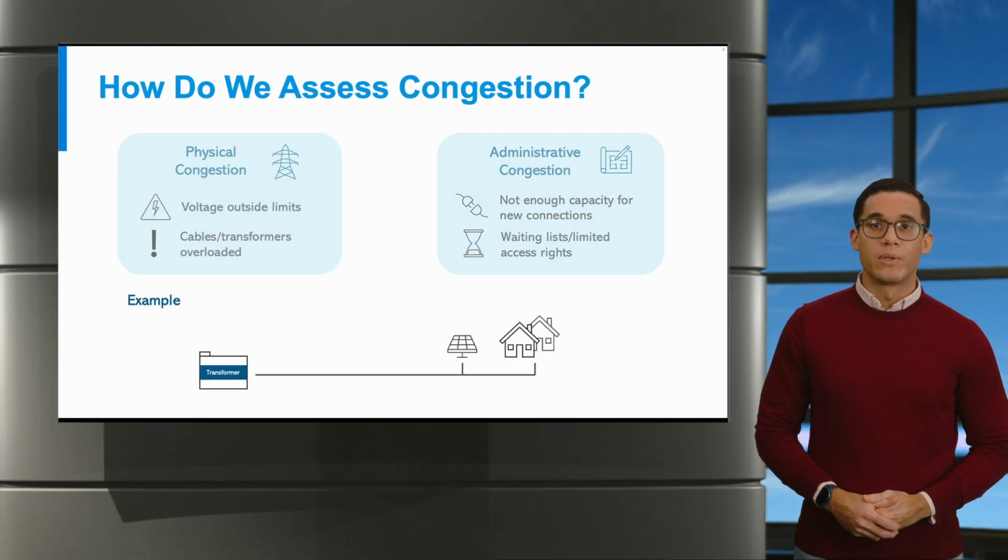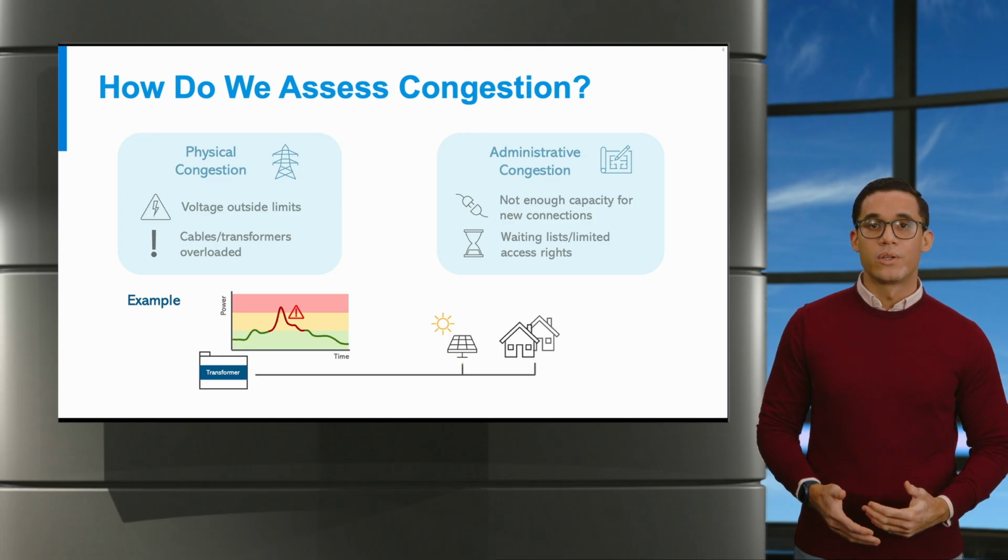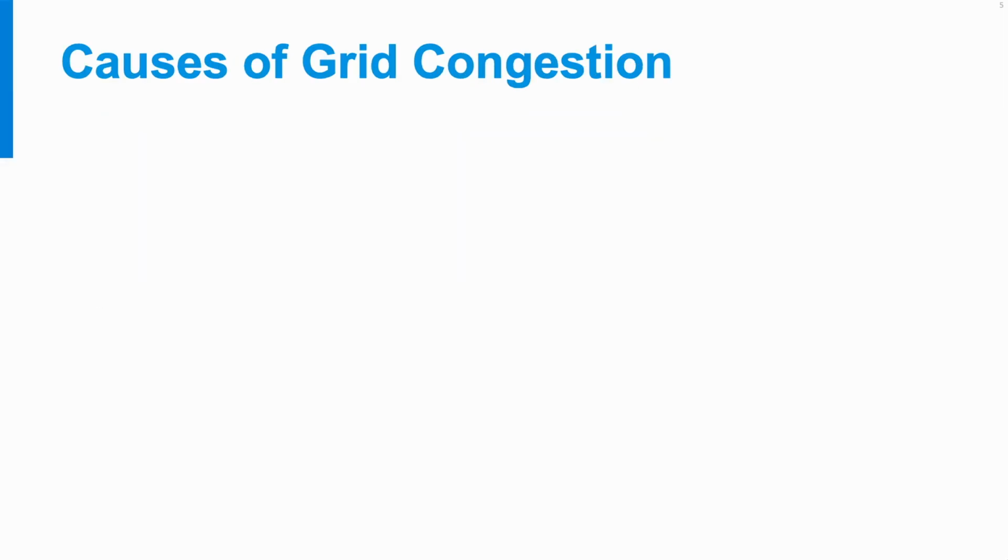As a simple example, consider a neighborhood with many solar panels. On sunny days, the voltage can rise too high. Even if the total energy over the day looks fine, the local peaks can push the network outside its limits, resulting in congestion. What are the causes?